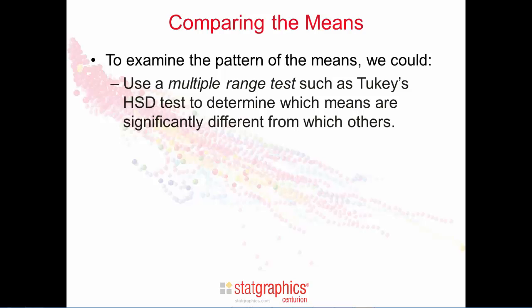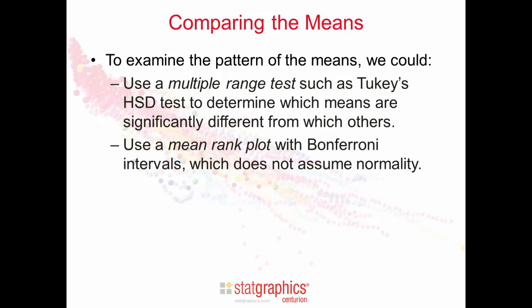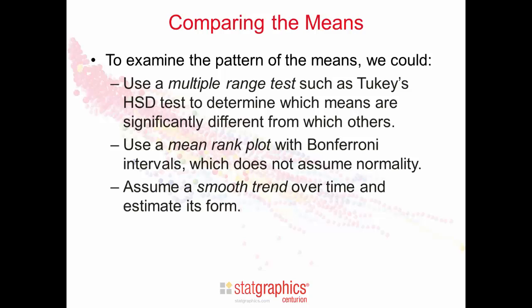There are a number of ways we could proceed. First off, we could use a multiple range test, such as Tukey's HSD test, to determine which means are significantly different from which others. We could instead use a mean rank plot with Bonferroni intervals, which would not assume that the error terms follow the normal distribution. A third approach would be to assume a smooth trend over time and estimate its form.